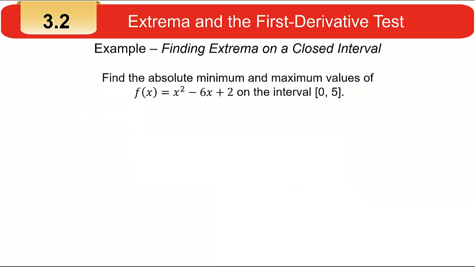Let's turn to a concrete example. Suppose we want to find the absolute minimum and maximum values of this function f of x equals x squared minus 6x plus 2 on the closed interval from 0 to 5.